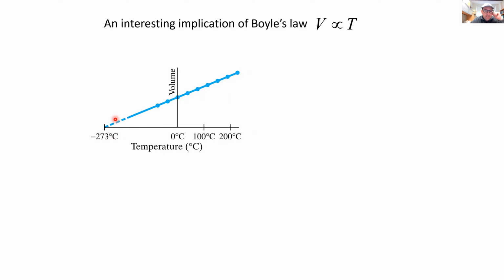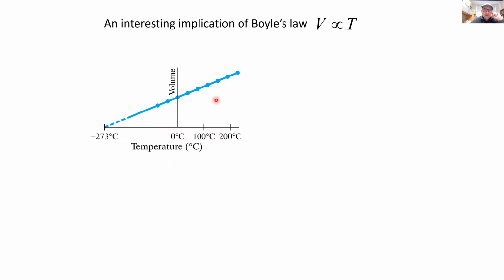It has to be an extrapolation. That's why these dotted lines are here, because a real gas, as you get colder and colder, will start to liquefy eventually. And when that happens, it's not behaving like an ideal gas anymore, because the molecules are influencing each other. And that's what happens when a gas liquefies.